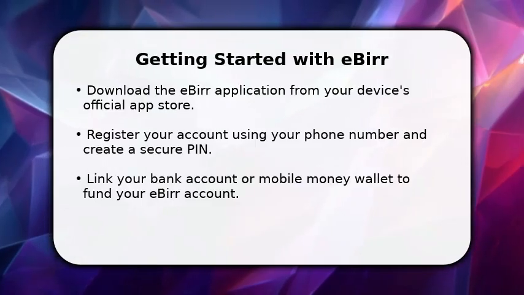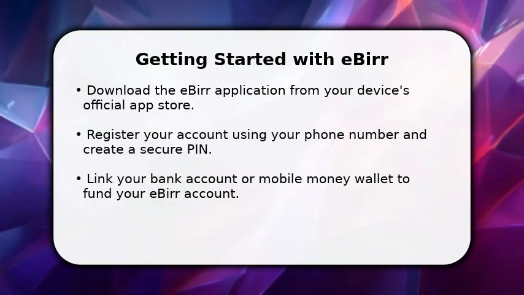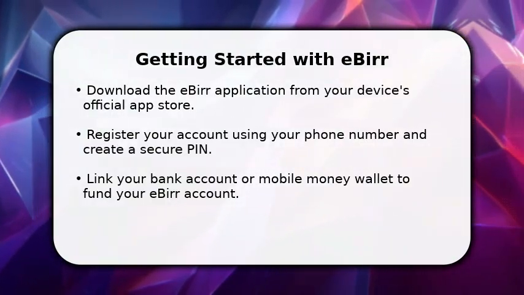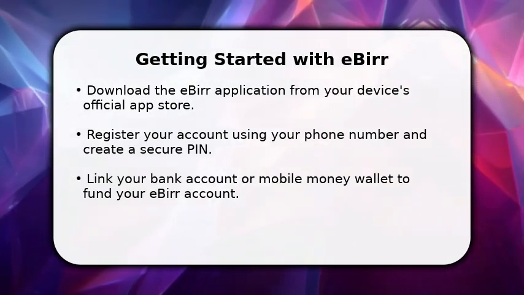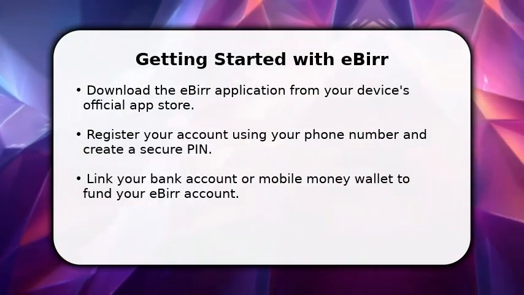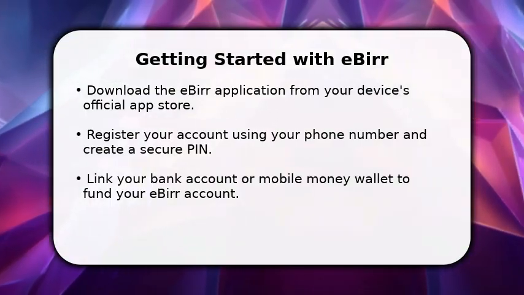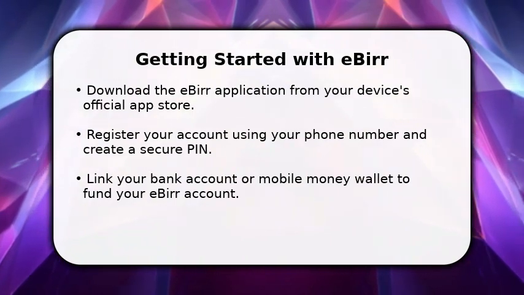In this video, I will explain how to use the Ebirr app. First, you'll need to download the Ebirr application from your smartphone's official app store, whether it's for Android or iOS. Once installed, open the app and register your account using your active phone number. You'll then create a secure 4-digit personal identification number, or PIN, which is essential for all your transactions. Finally, link your preferred bank account or mobile money.